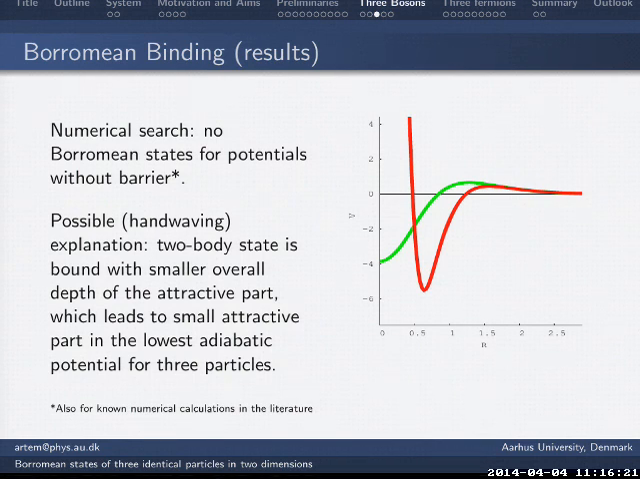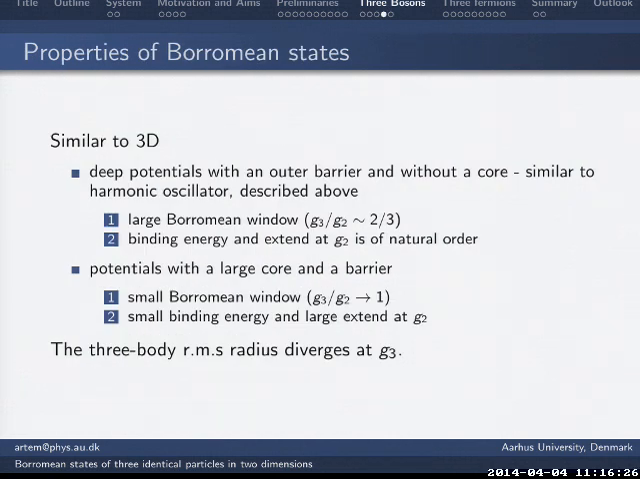Okay, but as I said, we don't have a clear answer on this. But then we found some Borromean states for some potentials, and we looked for properties, and we found that they are quite similar to the three-dimensional cases. Many people investigated Borromean states in 3D, and for such potentials, we found that the properties are quite similar. For example, for deep potentials with an outer barrier and without a core, the properties are very similar to the harmonic oscillator described before.